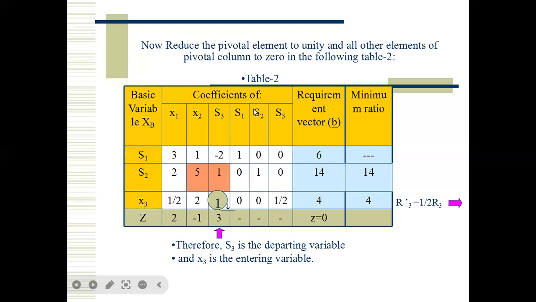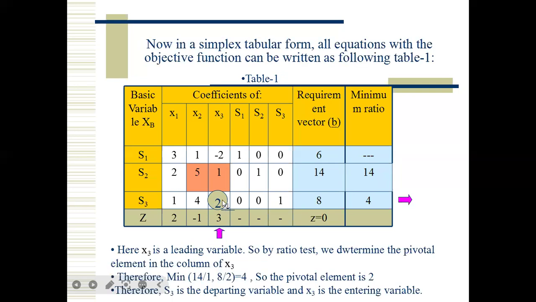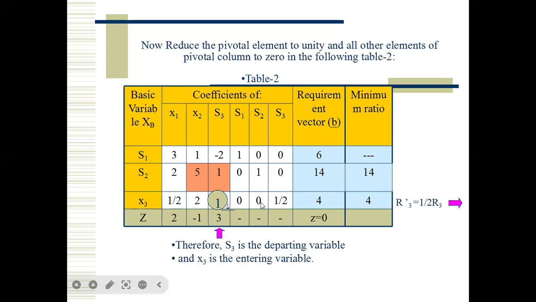So again, I'm repeating from table 2. Actually, this is the leading variable and this is the pivotal element, and we have made this pivotal element unity by dividing the whole R3 by 2. This was row 3, and dividing by 2 we get 1 by 2, 4 by 2, 0 by 2, 0 by 2, 1 by 2, 8 by 2, that means 4. So we get this value.